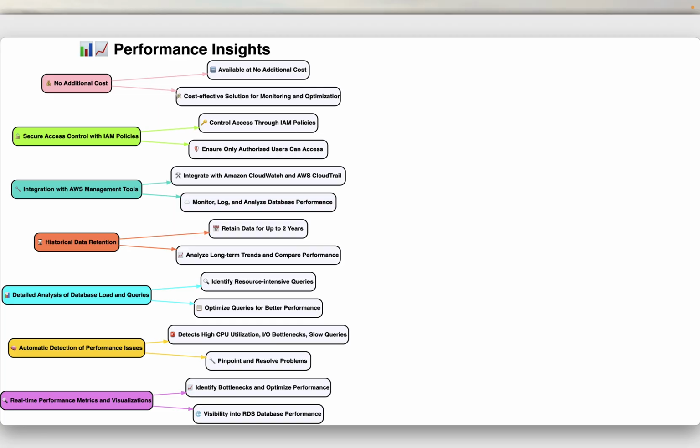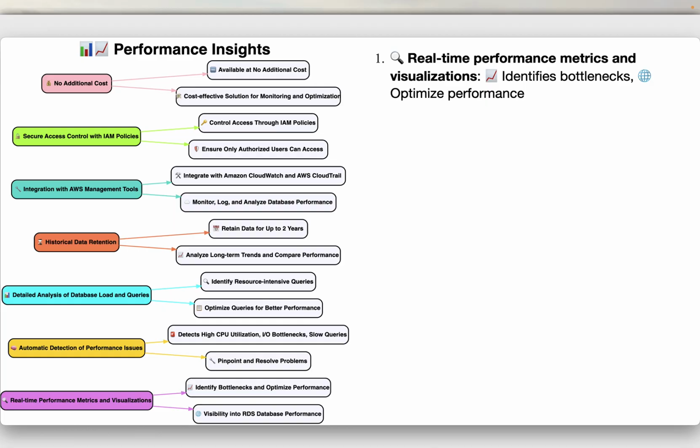Okay, next feature is Performance Insights, which is for monitoring and optimizing Amazon RDS. First, real-time performance metrics and visualizations. Performance Insights provides real-time visibility into the performance of your Amazon RDS databases, offering metrics and visualizations that help you identify bottlenecks and optimize performance.